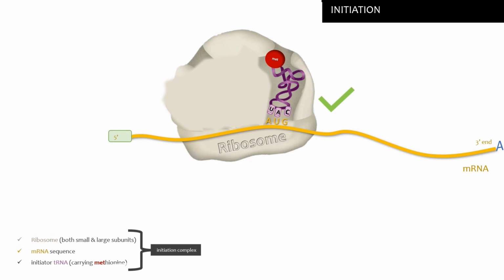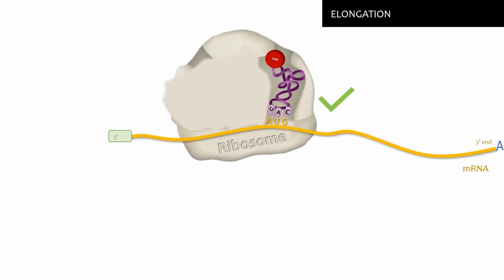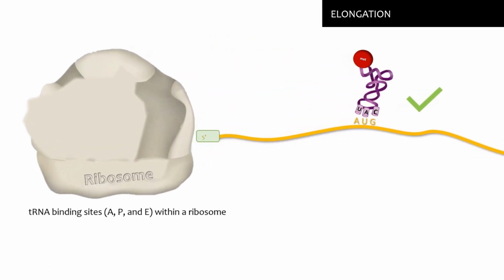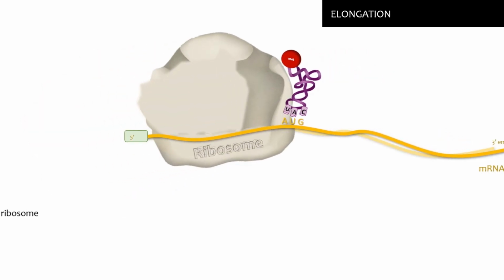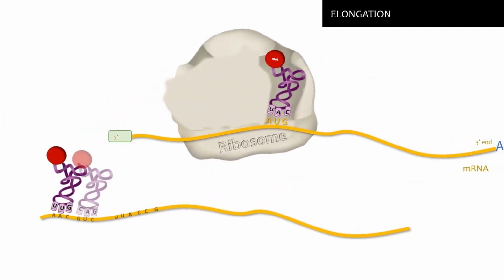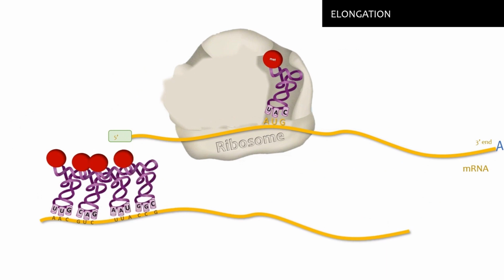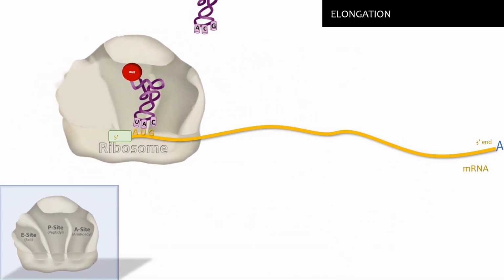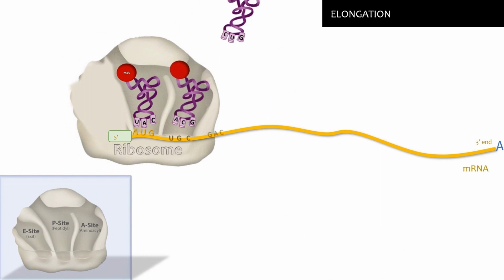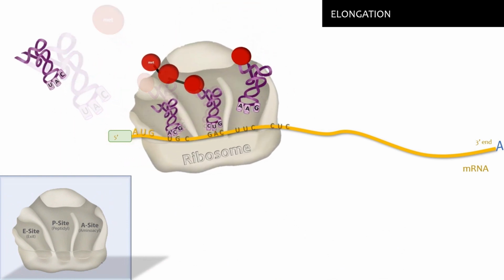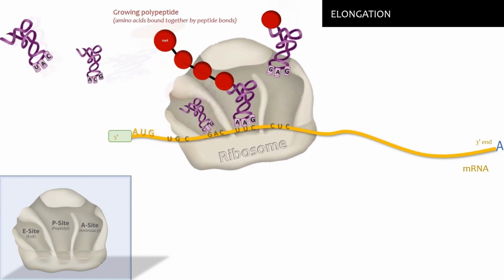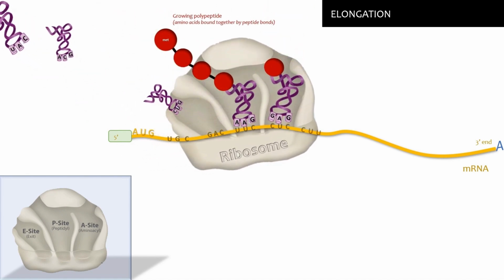take place: elongation. Within the ribosomes are 3 tRNA binding sites, labeled A, P, and E. During the elongation step of translation, tRNAs enter the acceptor site, or the A site, and the anticodon on the base of the tRNA pairs with the codon in the mRNA, complementary pairing.